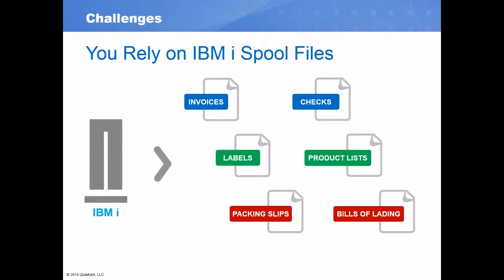So to get started, let's quickly review some of the major challenges with spool files. Many companies rely on IBMi-generated spool files for invoices, checks, labels, product lists, packing slips, bills of lading, timesheets. The list goes on. It could be a document generated by your ERP system, or it could be generated by your own custom application.